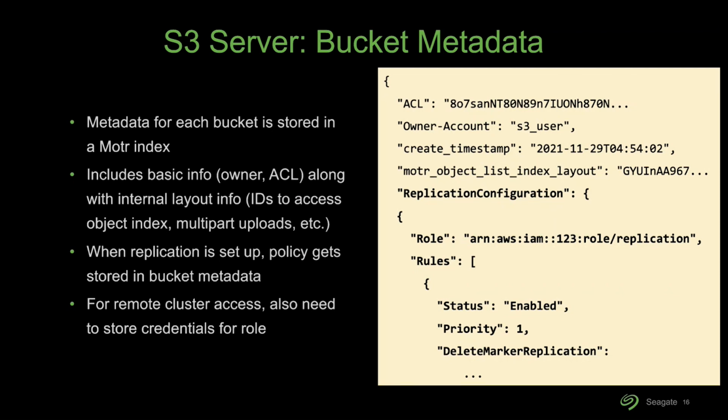And if we set up replication on a bucket, that replication config that I showed a few slides back is also stored here in this bucket metadata. And of course, if we're doing replication to remote clusters, we'll also need some credentials to access those. So those can be stored off to the side through the authentication manager. And then that role field is what we can use to look up which credentials we're going to use when we actually carry out the replication.